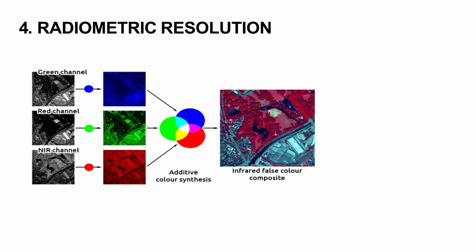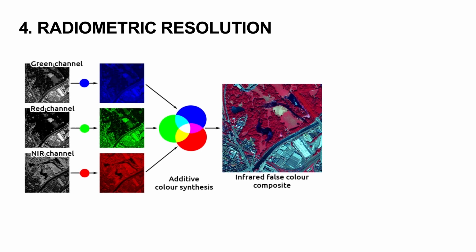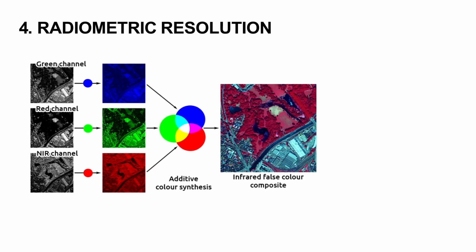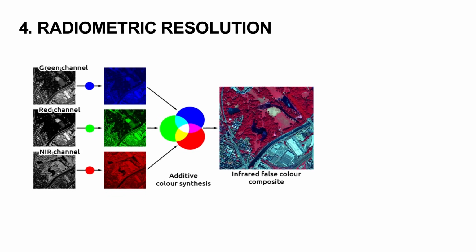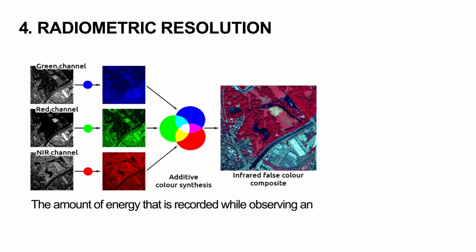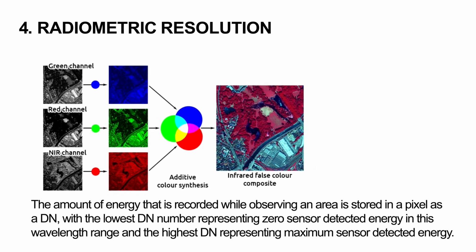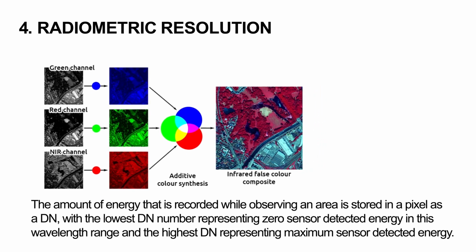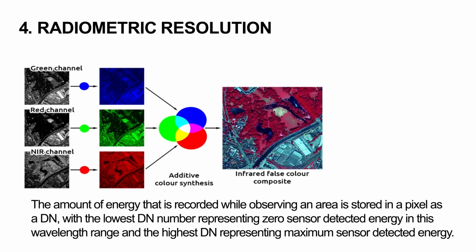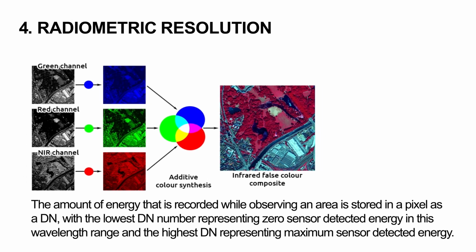A sensor detecting energy in the ranges of these three wavelengths would contain three separate detectors. Each detector is specialized to record energy in a single unique range, say red, approximately 700 nanometers. The amount of energy that is recorded while observing an area is stored in a pixel as a DN, with the lowest DN number representing zero sensor-detected energy in this wavelength range, and the highest DN representing maximum sensor-detected energy.